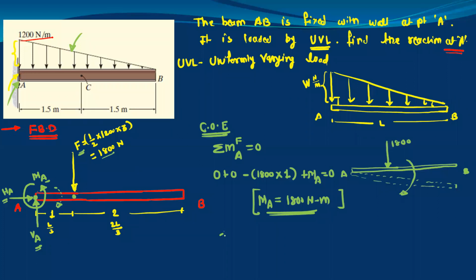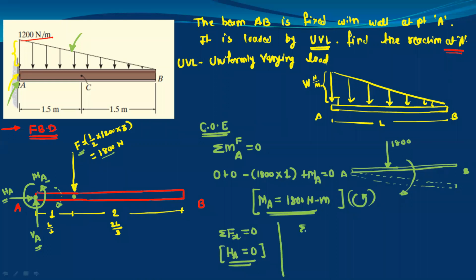Next, use the equation summation Fx equals 0. For summation Fx equals 0, we have HA, which is the only force in the x direction, and this is equal to 0. So from summation Fx, we get directly HA equal to 0. MA is 1800 Newton meter. It is a positive answer, which means our assumed direction is correct. So this moment is anti-clockwise.